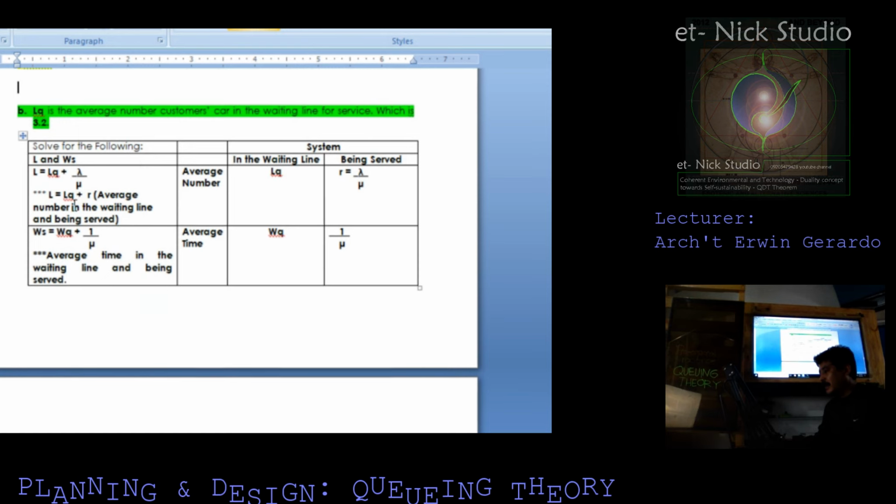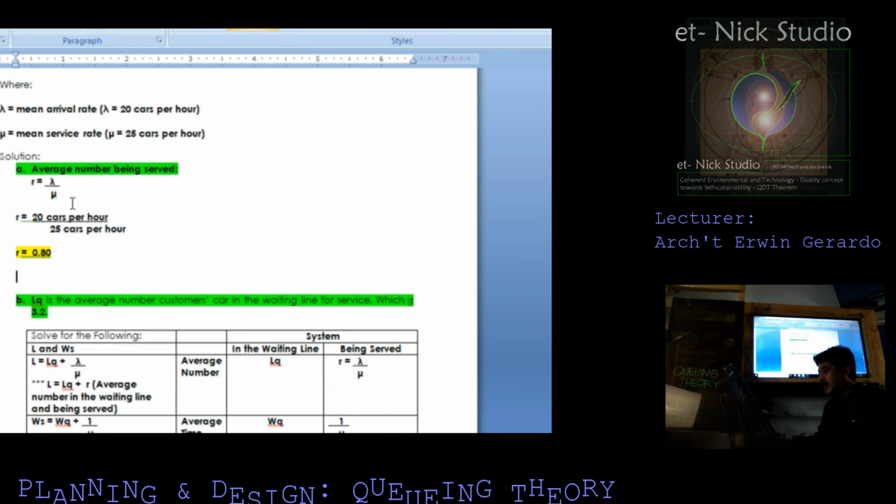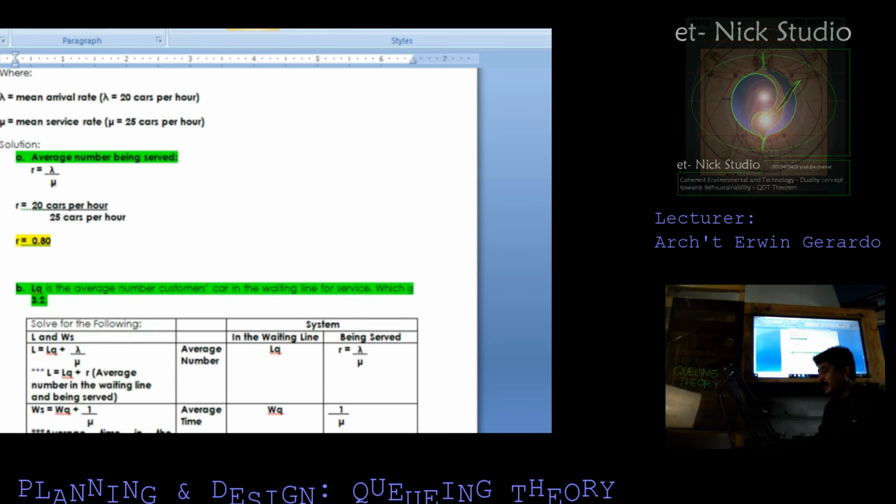So L is, this is the formula for it, where you can translate L equals LQ plus alpha divided by mu, which if you simplify the formula, you can even adapt this as L equals LQ plus simply the rate. Because if you look at this formula, alpha divided by mu is actually a rate, which you can see in this formula, and the answer here is 0.80.